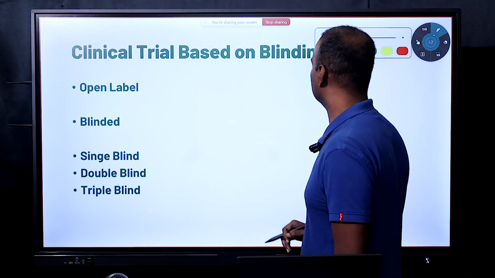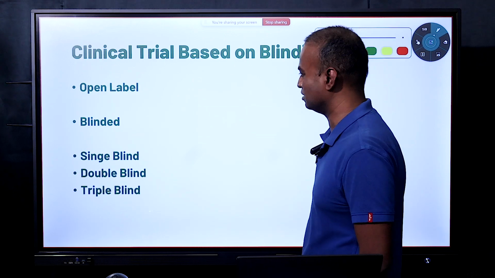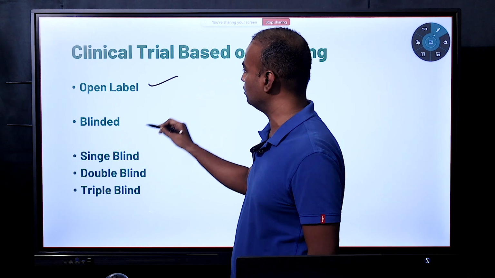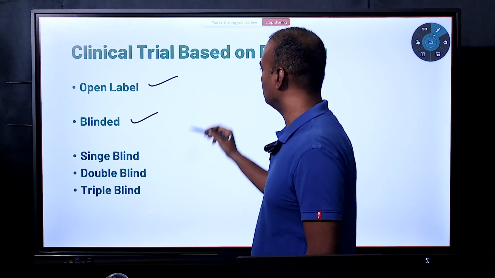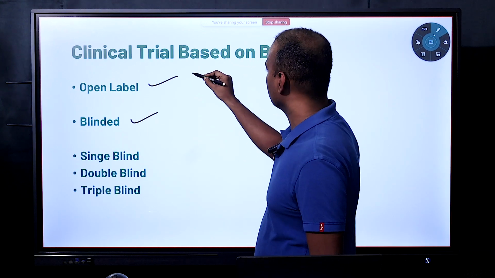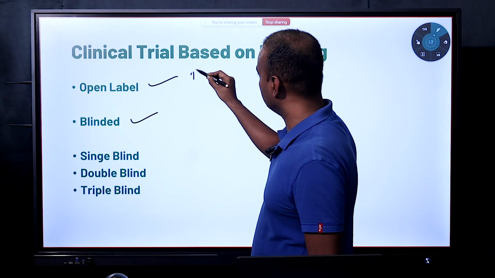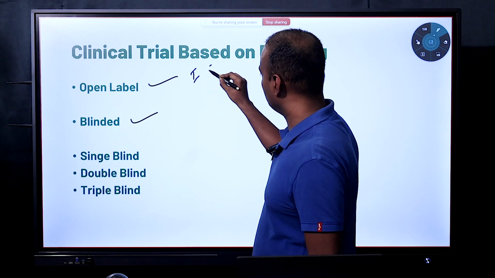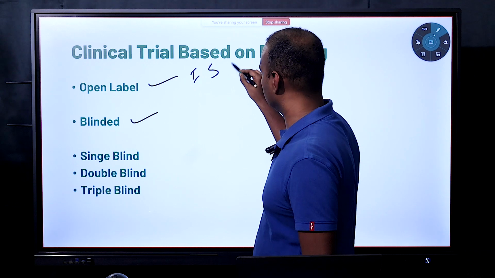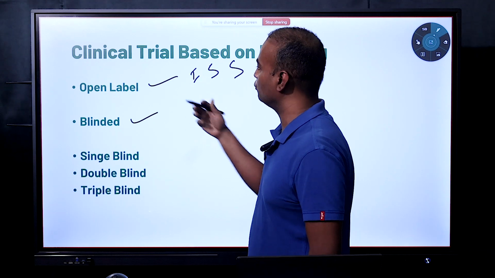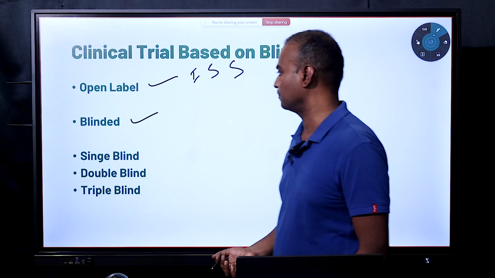Based on the blinding, clinical trials can be divided into various types. The main one is open label or blinded. In open label, all the parties, the investigator team, the sponsor team, or the subject, everyone knows to which treatment arm the subject belongs.